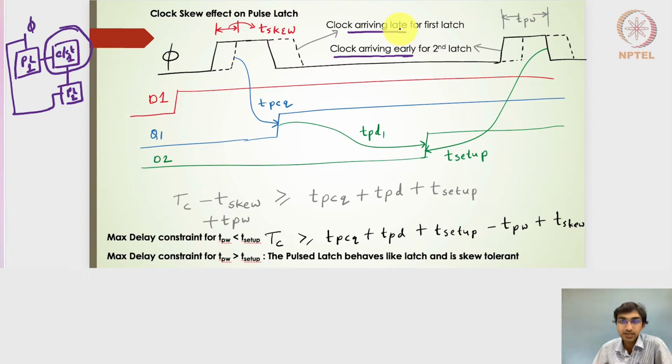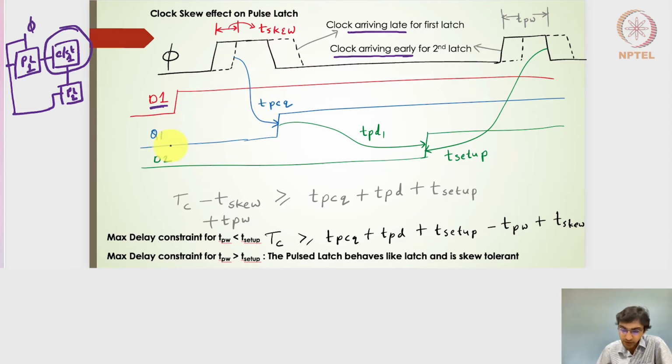As per the worst case condition, the first pulse latch is going to receive the late arriving clock, and the second pulse latch is going to get the early clock. With that in mind, let's understand the data flow of this subsystem design. D1 is the input to latch 1. If it is made available before this skewed clock, then I will get the Q1 signal after the clock to Q propagation delay.